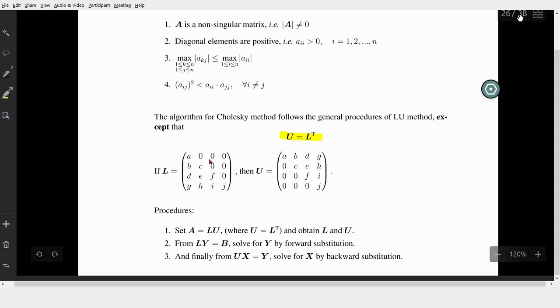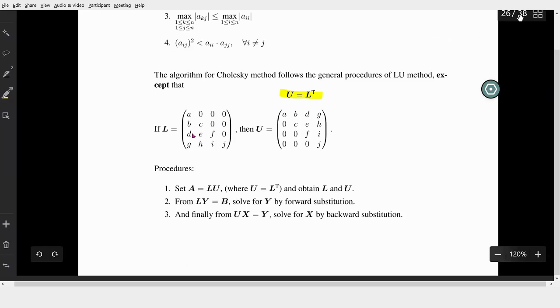If your L is written using this form A, B, C, D, E, F, G, H, I, J here, then U is the transpose of your L. The row in the L must be the column in the U. So they transpose. U equals L transpose. So 2 things for the Cholesky. First, A must be an SPD matrix, symmetric, positive, definite. And then in the calculation, we must make sure we write our U as the transpose of L. Other than that, it follows the 3 steps of the LU method.